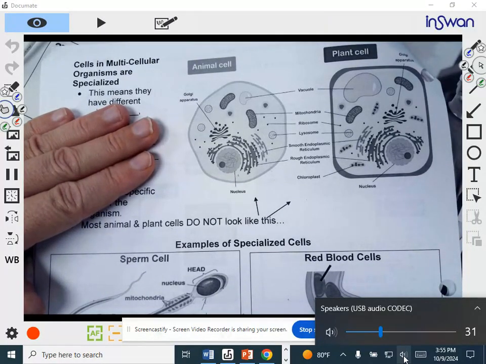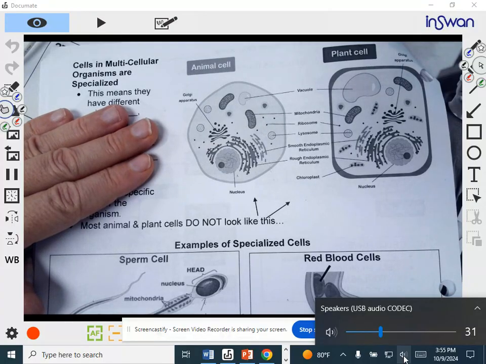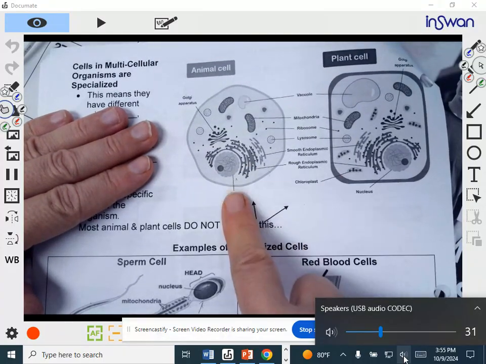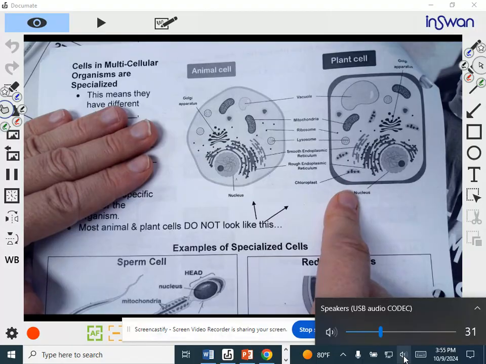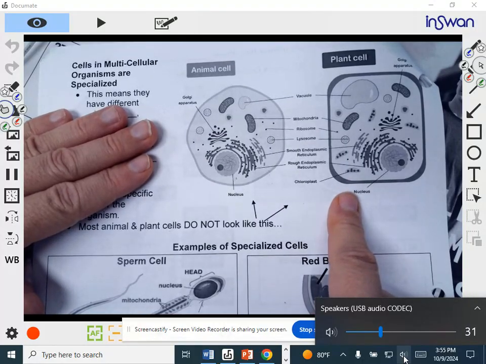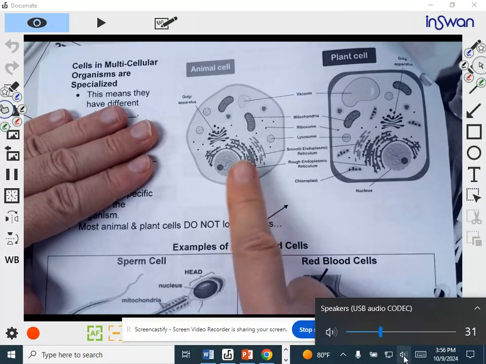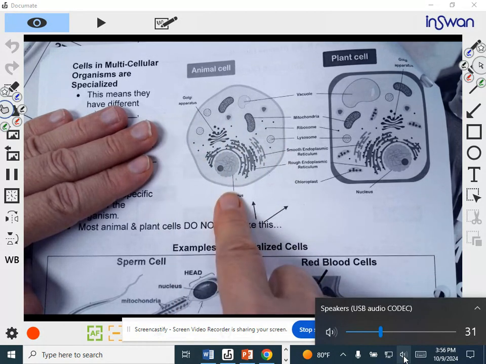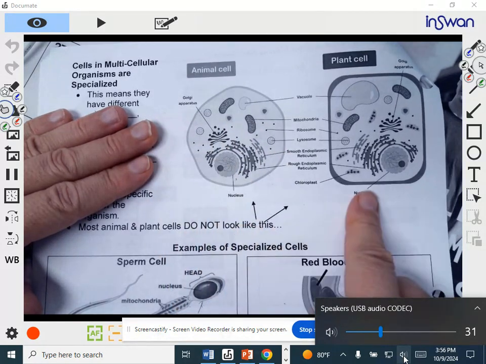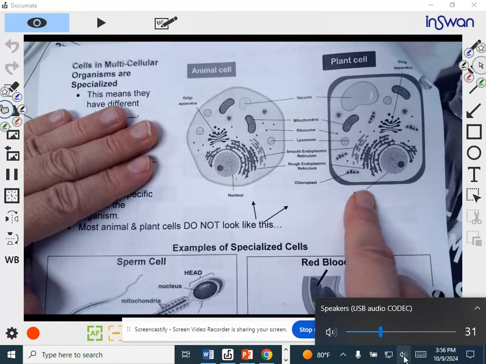add to your notes. Now, you guys have learned about cells before, and you've probably been shown diagrams that look like this and say this is what animal cells look like and this is what plant cells look like. Well, that is mostly not true because most animal cells don't look just like this nice round cell with all these cell parts in it. And also, most plant cells don't look just like this, okay?